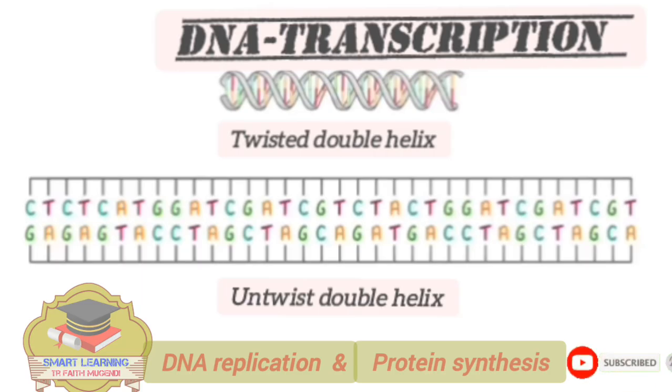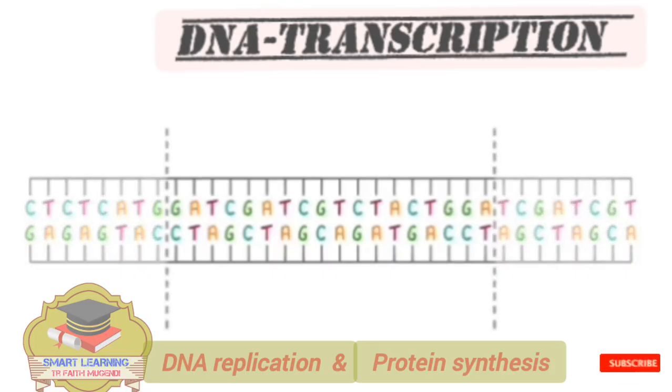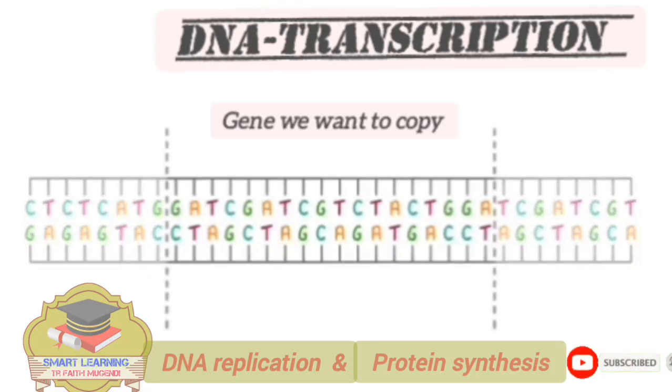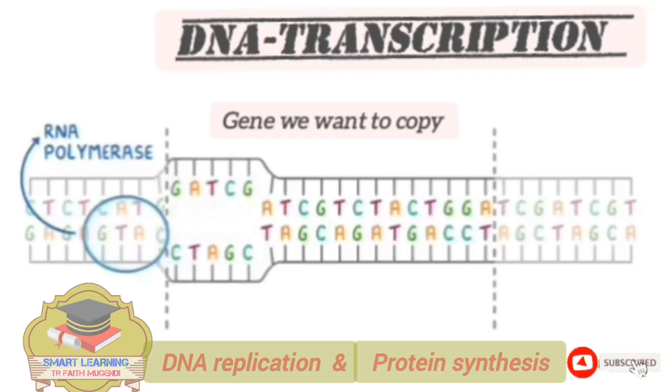That is transcription. The double helix of DNA uncoils, showing the bases: adenine, thymine, guanine, and cytosine. Suppose we want to make the highlighted gene. We start with the enzyme RNA polymerase. The DNA strands are separated like undoing a zipper.